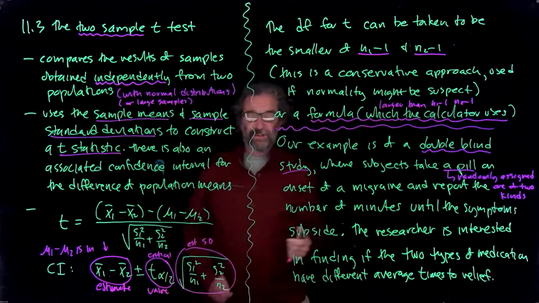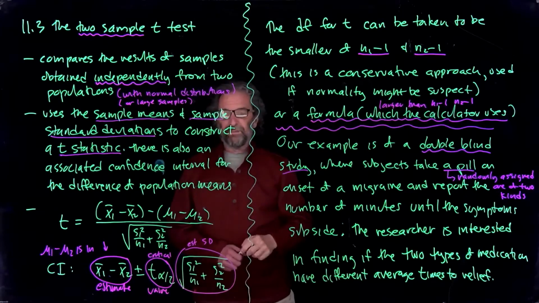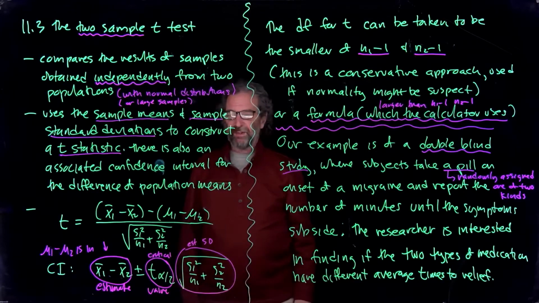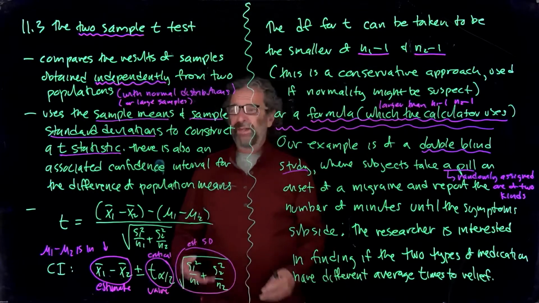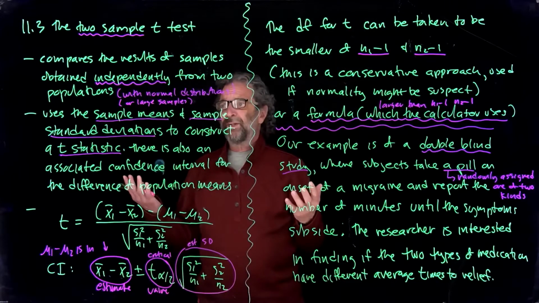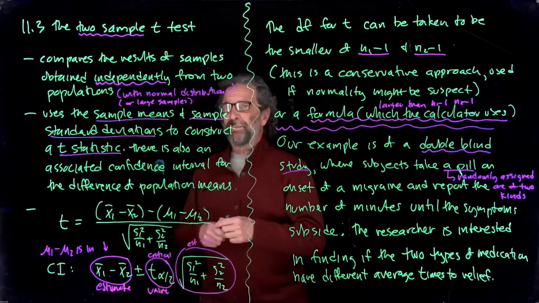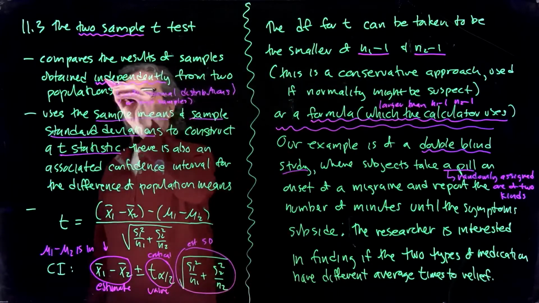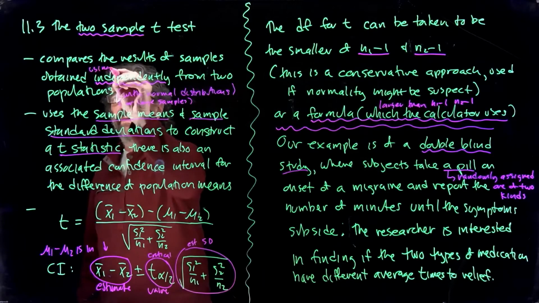So larger degrees of freedom allows T not to be so large and still reject the null hypothesis. So if you know you've met the conditions, randomly sampling, simple randomly sampling from two populations, I should probably put here obtained using SRS.